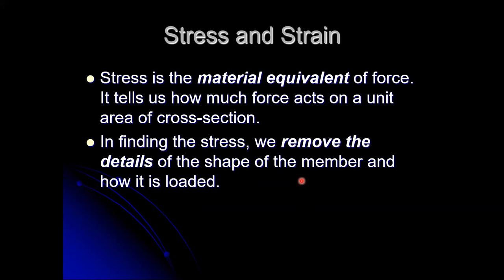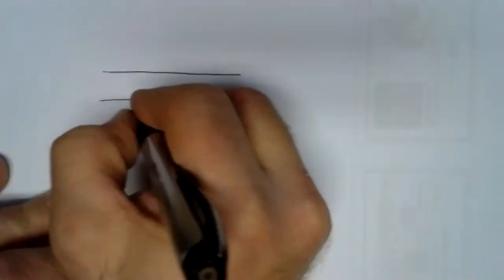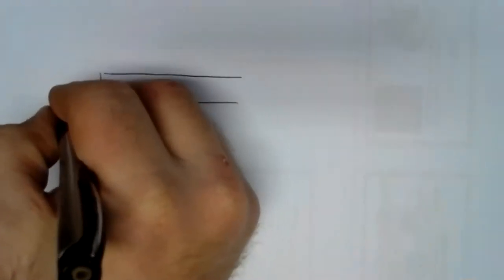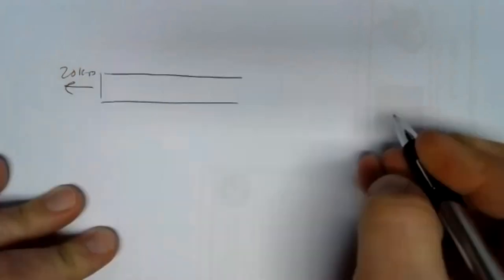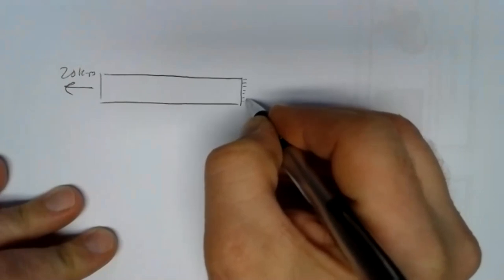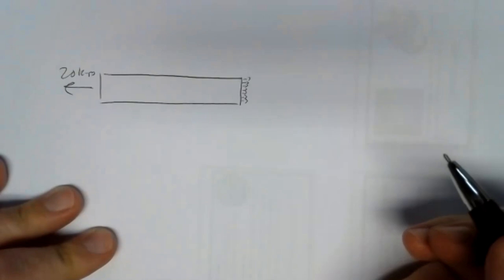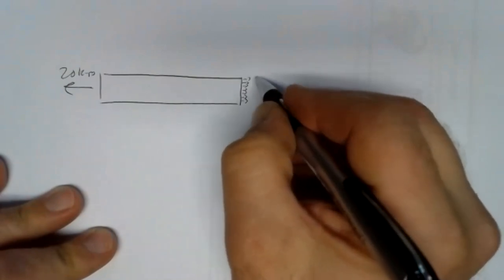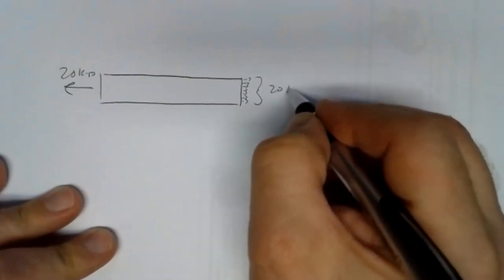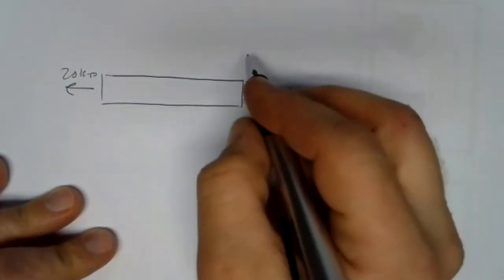So for example, let me go over to the board, and we'll see what this looks like. Let's say I have one beam here. I've got 20 kips on this end, and I've got this distributed force that has to add up to 20 kips, spread out over whatever the cross-sectional area is here. If I total this all up, it's got to add up to 20 kips to oppose the 20 kips on the other side.